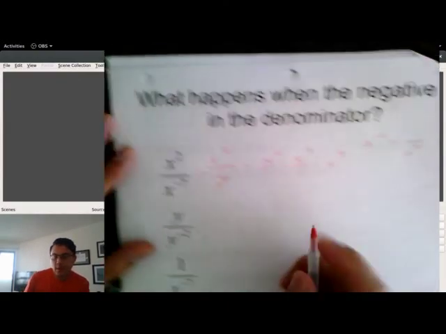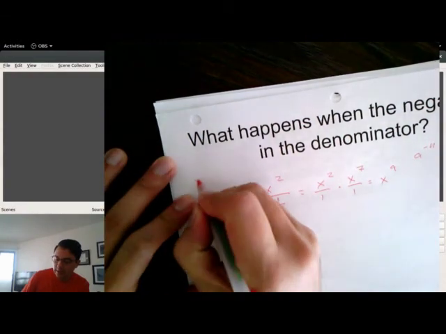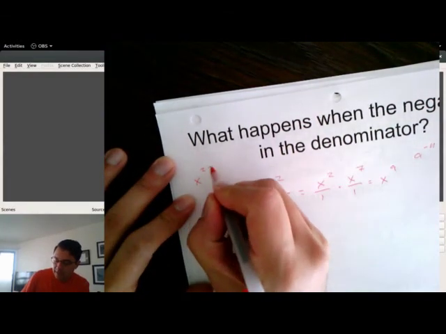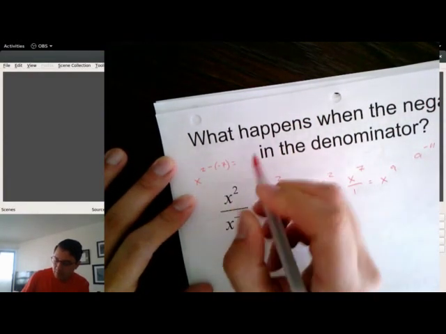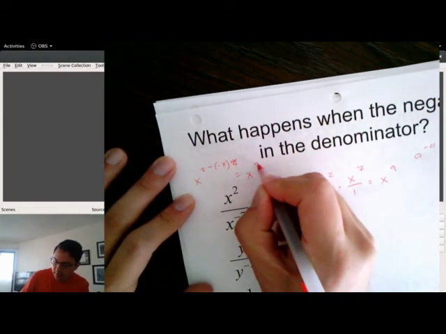Okay, the other way you can do this is you can use the quotient rule, and this is also the same thing as x to the 2 minus negative 7, which is also equal to x to the 9th.